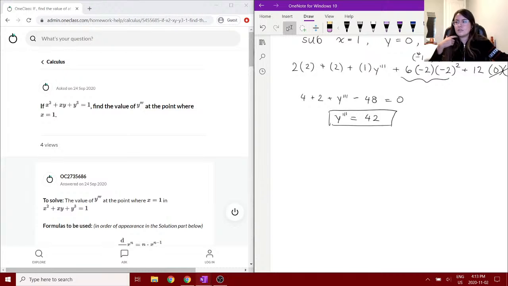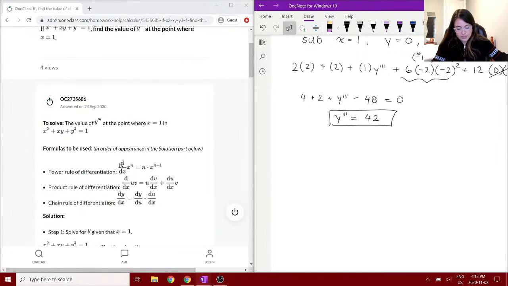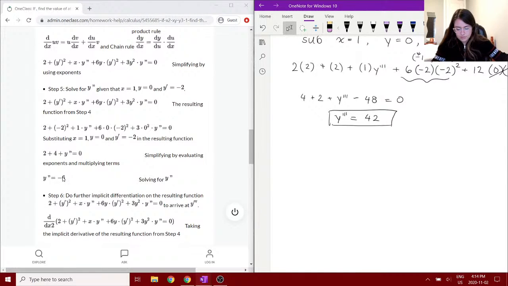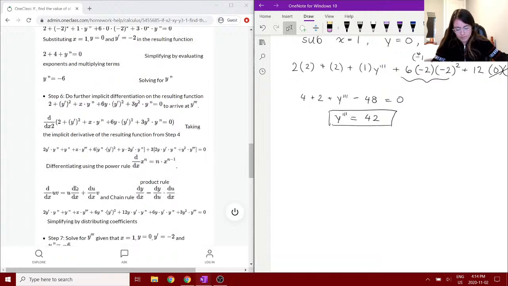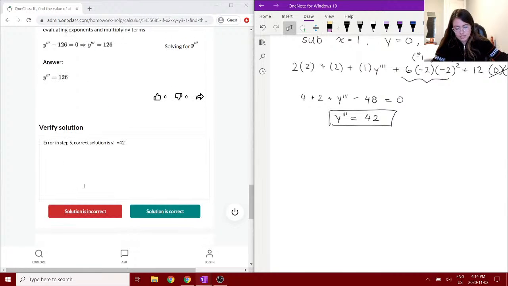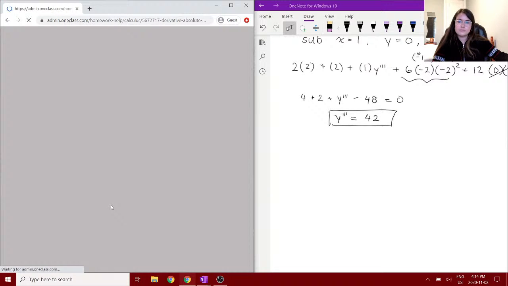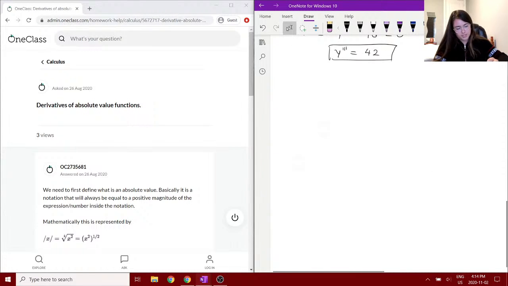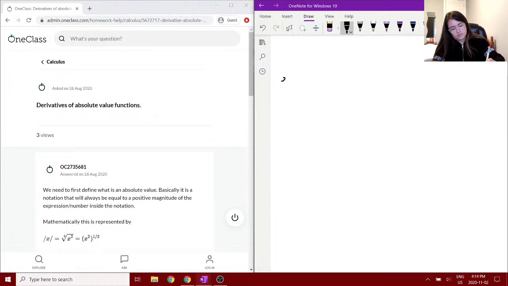Yep. So just looking through what they've done here, I noticed that they ran into a problem on step 5 where they got a different answer for the y double prime. So I just made note of that, saying that there was an error in step 5, and the correct solution is 42 as we found over here. So let's move on to the next question. The next question asks what the derivative of an absolute value function is. So let's say question 2.